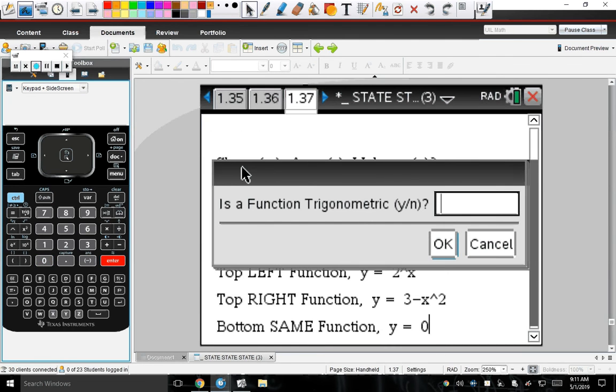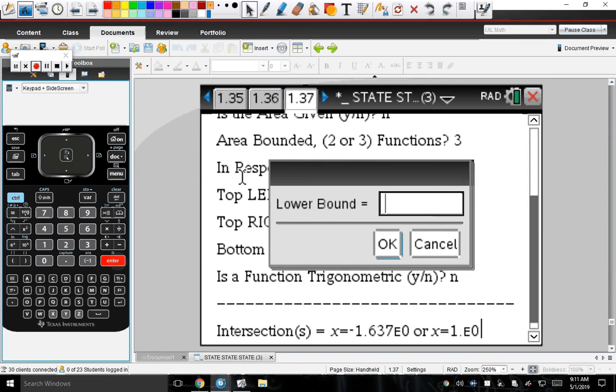Okay? Are any of these trigonometric? No. If they were and you put yes, it would find the intersections for you. You wouldn't have to manually put it in, solve feature this and solve feature that, and it would spit those ones out. So we're going to put no. Guys, it found the intersections anyway. So we have a negative 1.637 and we have a 1.